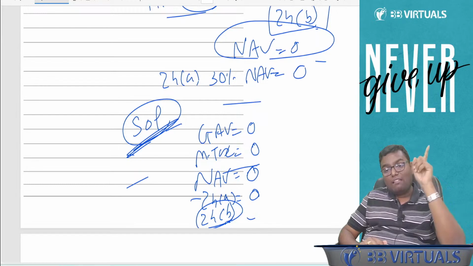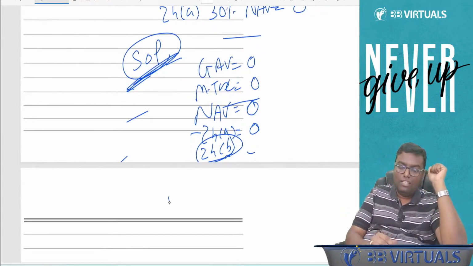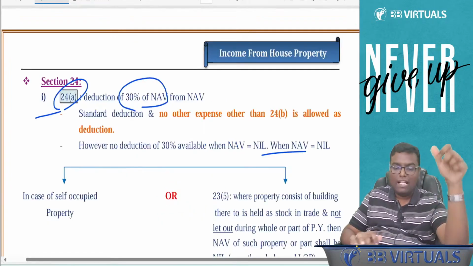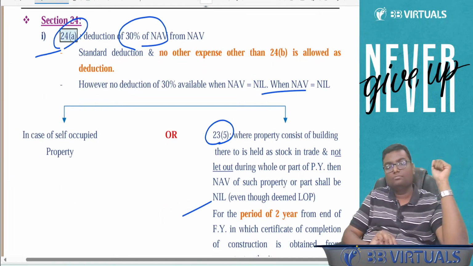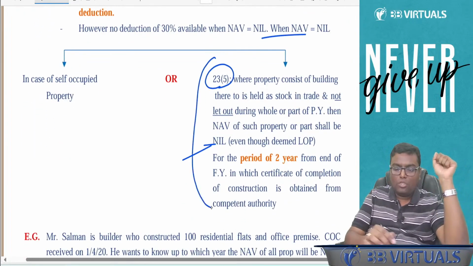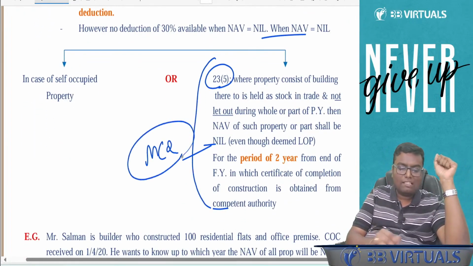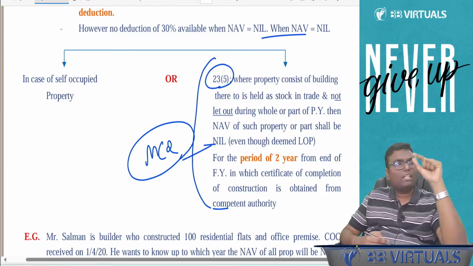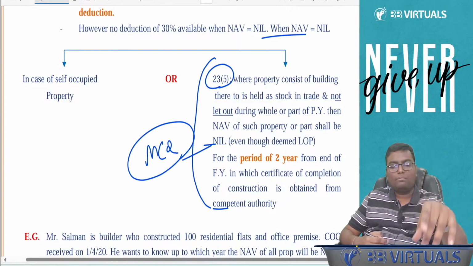But there is one more case also when this NAV will become zero. And that is section 23 subsection 5. It is a very independent case. This particular point can come into your examination just as an MCQ, not in any other manner. So you can mark this particular point for MCQ purposes.